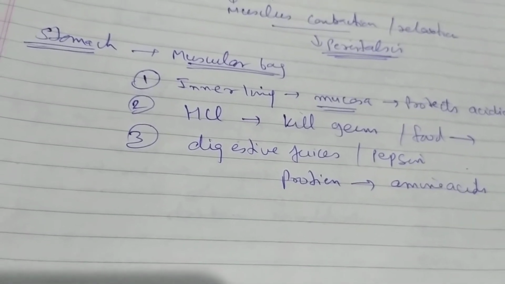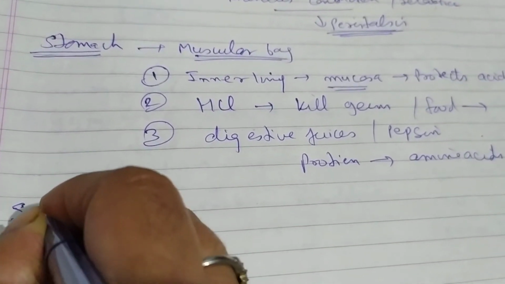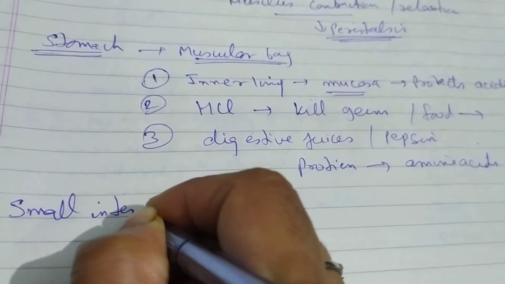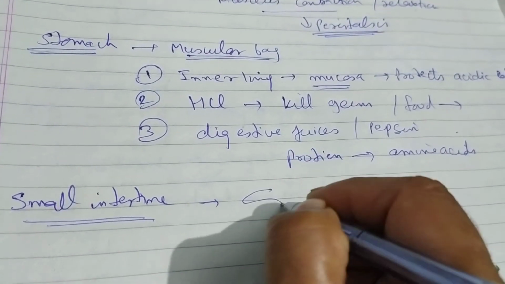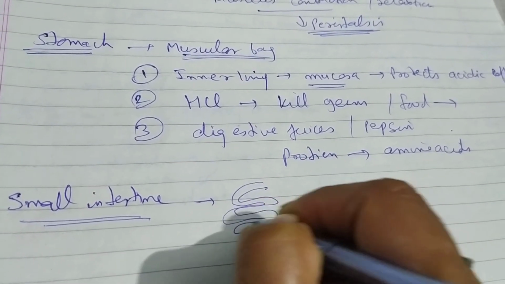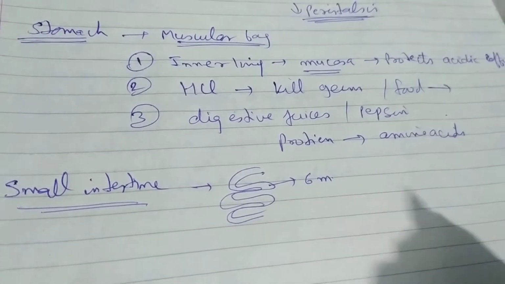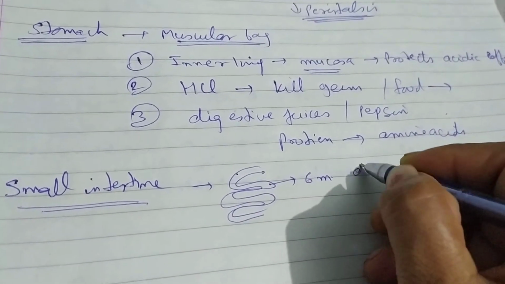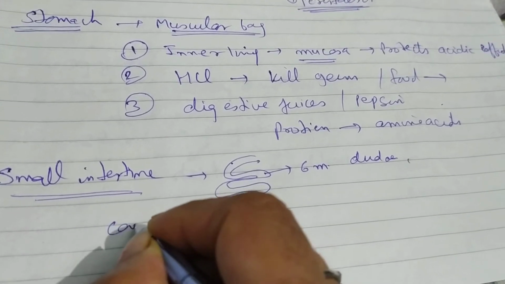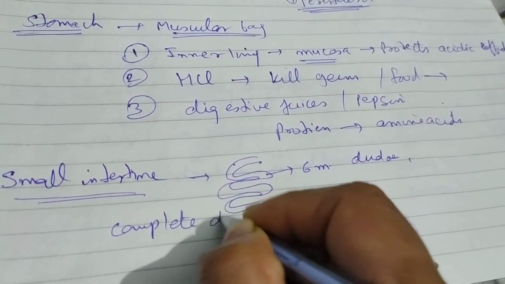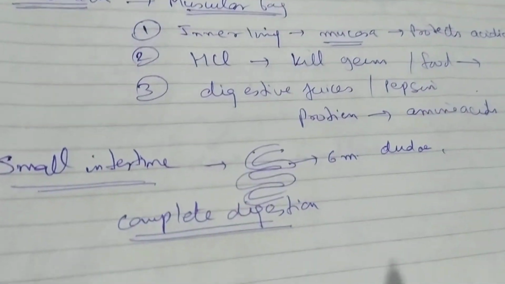Now the food goes to the next part of the body, that is called the small intestine. The small intestine has 3 parts. It's actually a long tube arranged in a small space. That's why it is called the small intestine, and it is 6 meters long. It has 3 parts: duodenum, jejunum, and ileum. Complete digestion takes place in this intestine only. So the small intestine is very, very important.